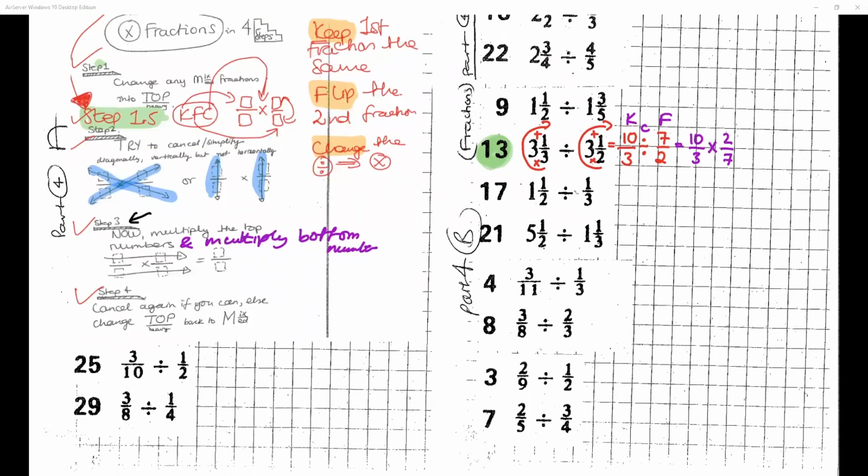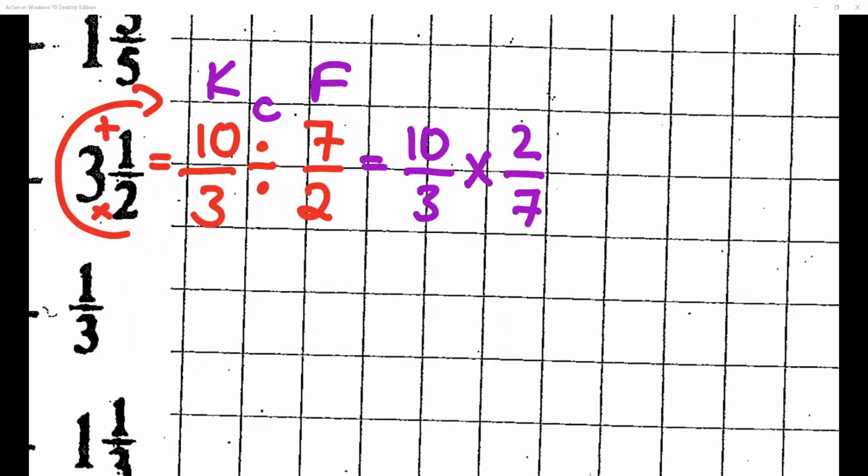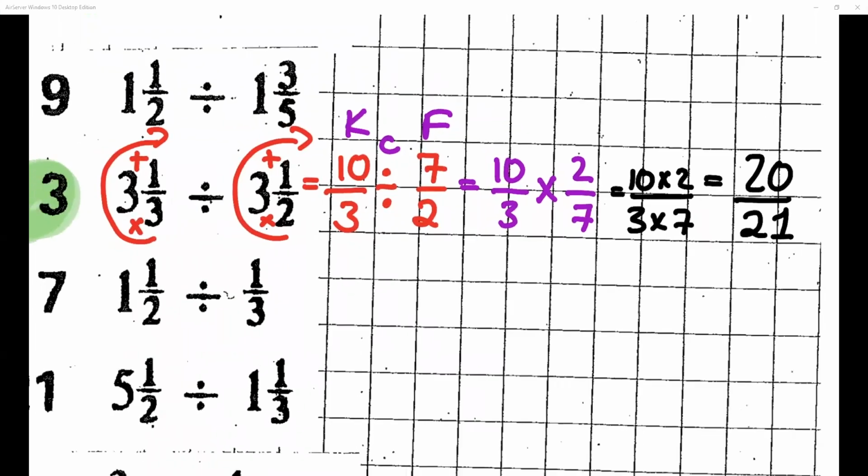At the top, and multiply at the bottom. So what's 10 times 2? 10 times 2 is 20. And what's 3 times 7? 3 times 7 is 21. Okay, do you feel more confident now?